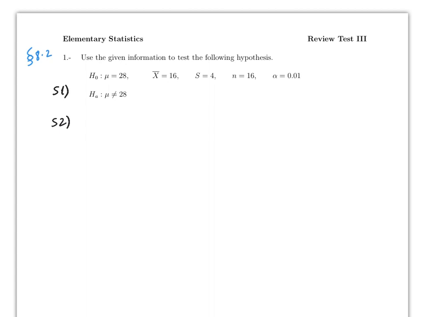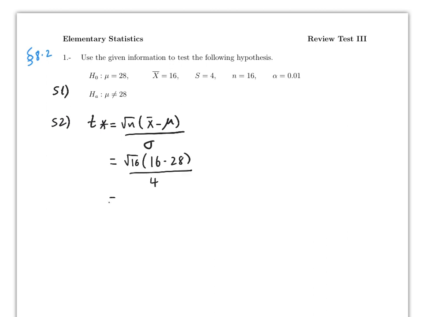In step 2, remember you had to find T star, and T star is equal to the square root of n times x bar minus mu over sigma. In our case, this is the square root of 16 times 16 minus 20A over 4, which gives you negative 12.